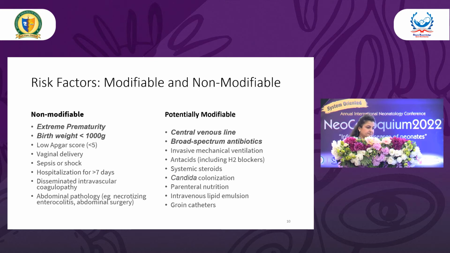invasive fungal infections. Other potentially modifiable risk factors are central venous line placement, an inadvertent requirement when managing these small and sick babies, giving broad spectrum antibiotics, invasive mechanical ventilation, giving antacids, particularly H2 blockers, use of systemic steroids, evidence of candidal colonization in the urine, and giving parenteral nutrition, specifically intravenous lipid emulsion, and femoral line catheters. These are all important risk factors. And I see a lot of neonatologists here. I'm sure they are aware of all of these risks.